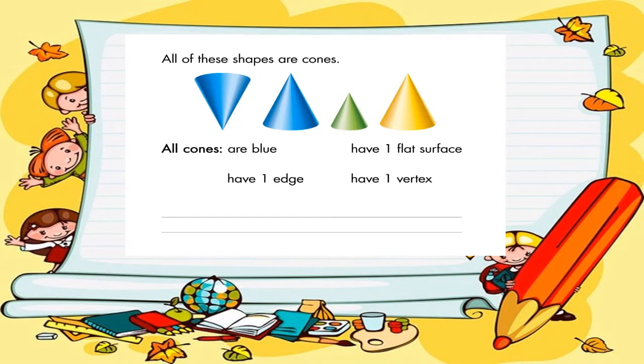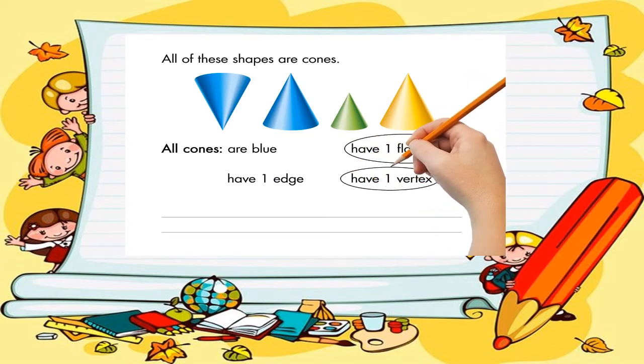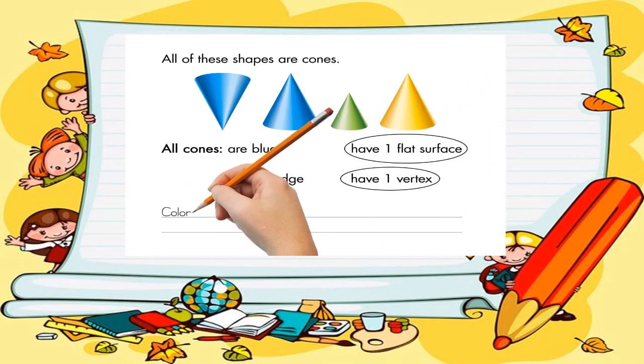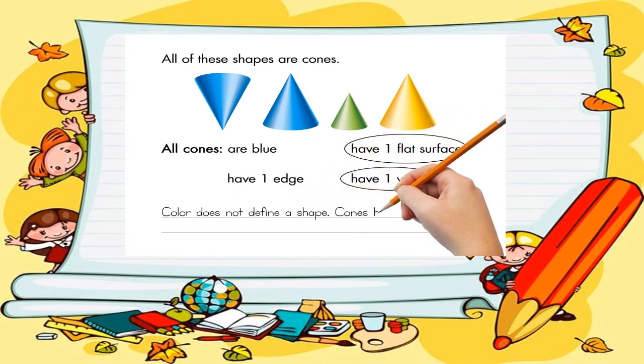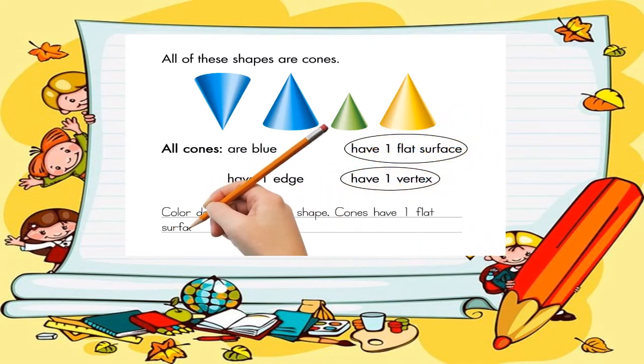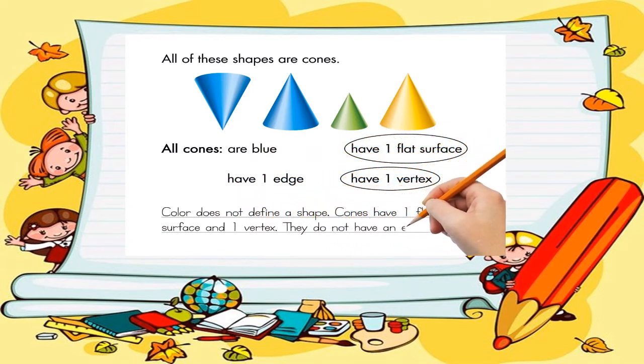Listen and look for other students who persevere in checking all the words and circle only the words that are true of all cones. Then they explain that they know they are correct because color does not define a shape, and cones have one flat surface and one vertex. Cones do not have an edge.